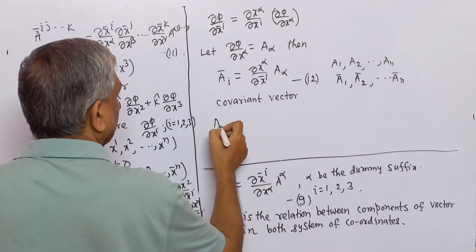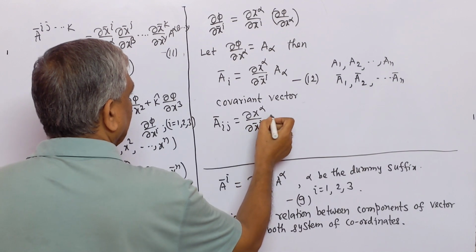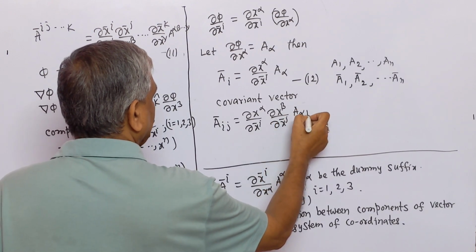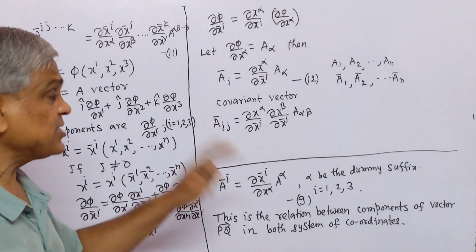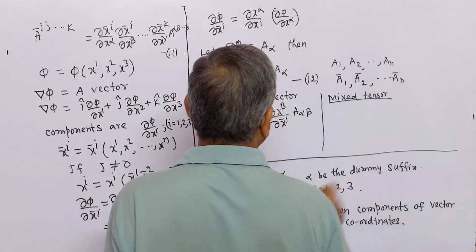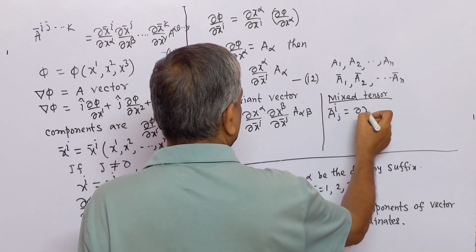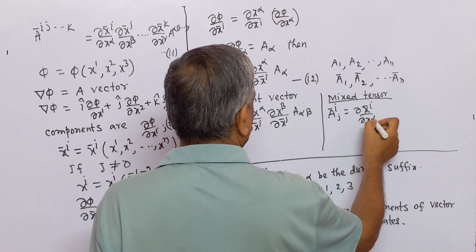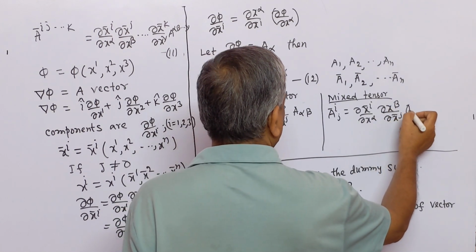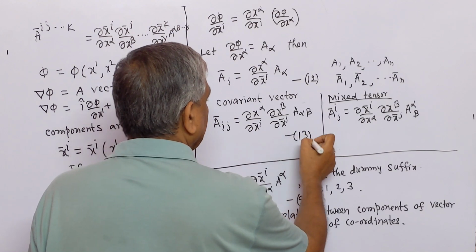For rank 2, A bar ij equal to del x alpha by del x bar i, del x beta by del x bar j, A alpha beta. Similarly, for a mixed tensor, contravariant and covariant both, A bar ij equal to, for contravariant, del x bar i by del x alpha, del x beta by del x bar j, A alpha beta. Let this be number 13, this is 14.